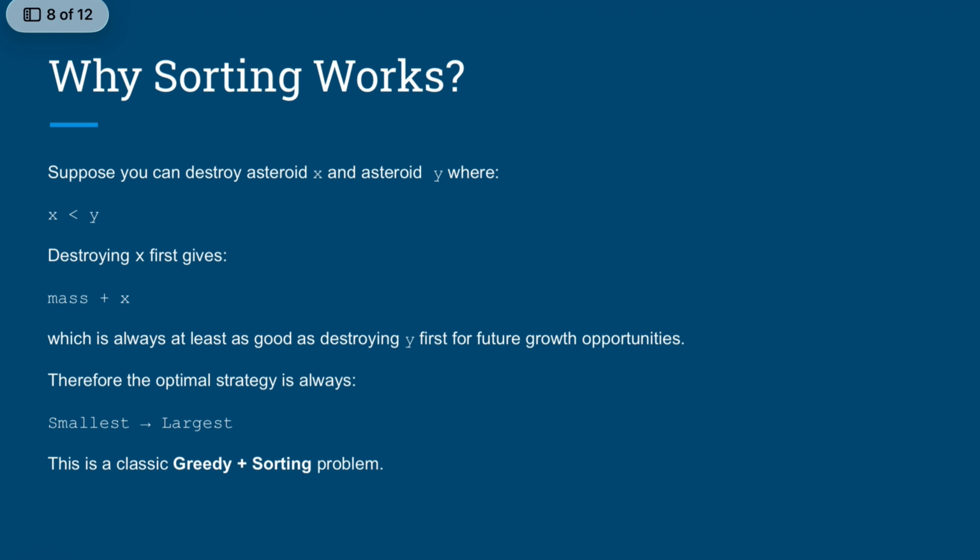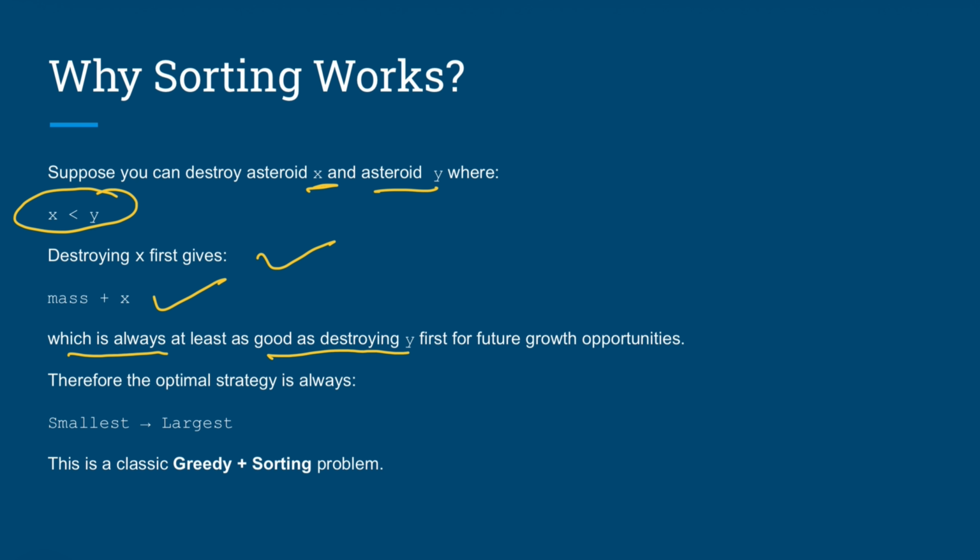So why does sorting work? Suppose you can destroy both asteroid x and asteroid y. If x is less than y, destroying x first gives current mass plus x, which is always at least as good as destroying y first for future growth opportunities. Therefore the optimal answer always goes from smaller to larger. This will be our optimal answer, so this greedy and sorting approach works fine for our case.